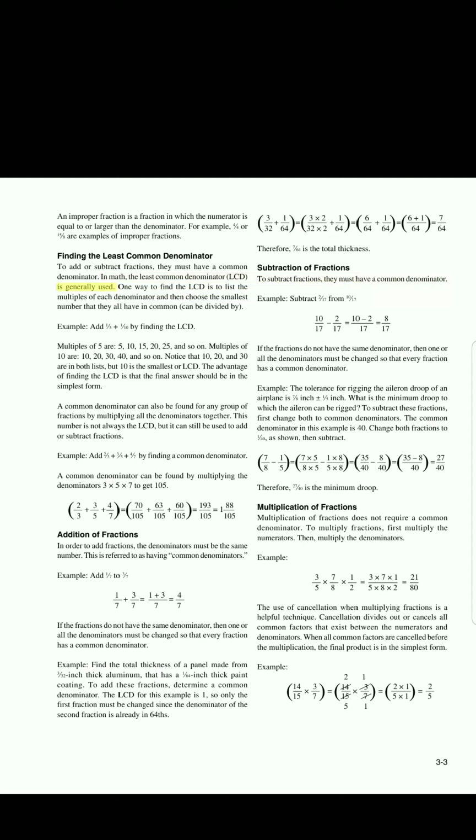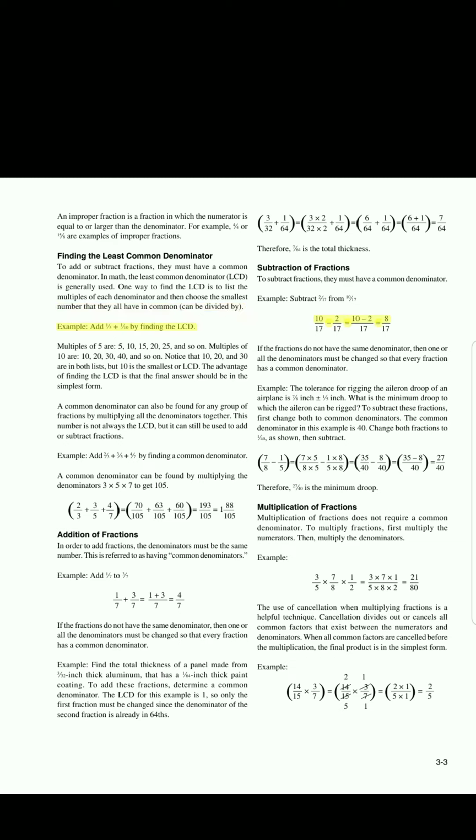is generally used. One way to find the LCD is to list the multiples of each denominator, and then choose the smallest number that they all have in common. Example. Subtract 2/17 from 10/17. 10 minus 2 equals 8.